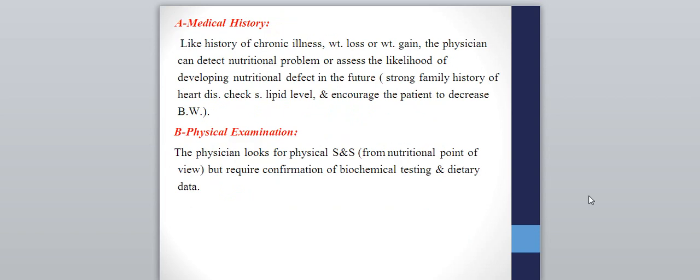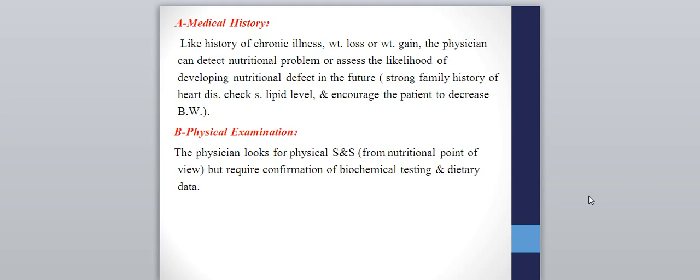Medical history, like chronic diseases, history of weight loss or even weight gain, helps a physician detect a nutritional problem or assess the possibility of developing a nutritional defect in the future, as in a strong family history of heart disease. We have to check the lipid profile, because cholesterol is mainly high in patients with a family history of heart disease.